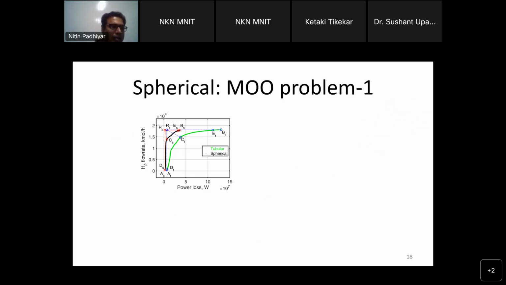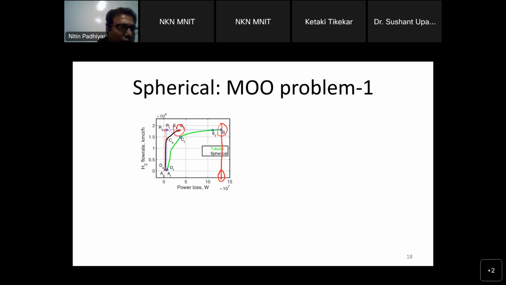We said that if you want to maximize hydrogen, the tubular reactor gives you this much hydrogen, and so does the spherical reactor. But imagine that the corresponding power loss, using this green curve, is this much, like 13 into 10 to the power 7 watts. Imagine so many energy units. And by the way, 1 kilowatt hour is 1 unit, which costs approximately 8 rupees. So you can convert this into units and do some rough calculation.